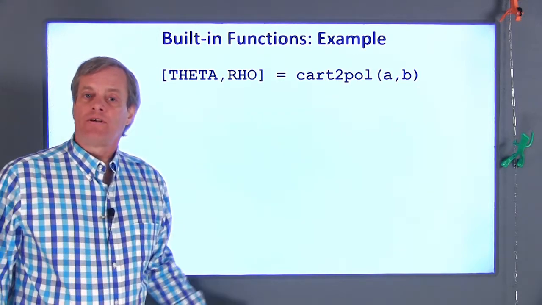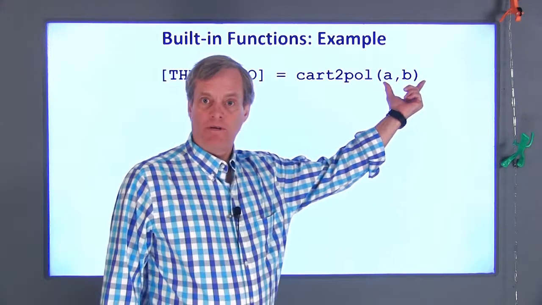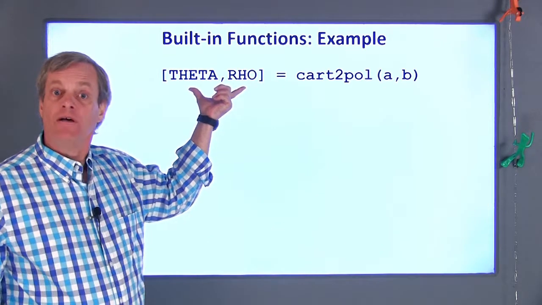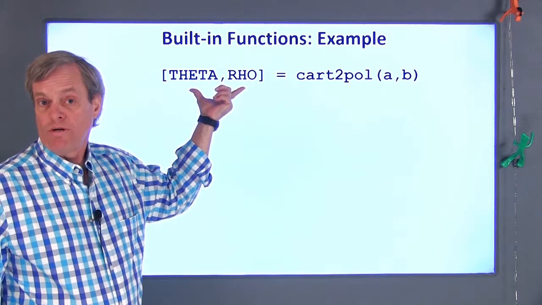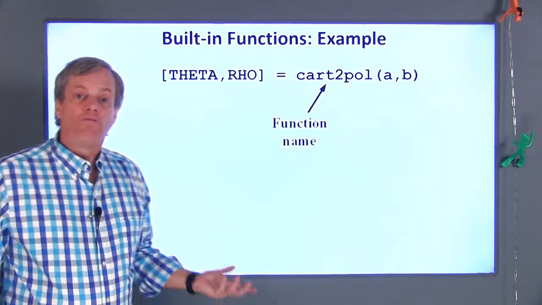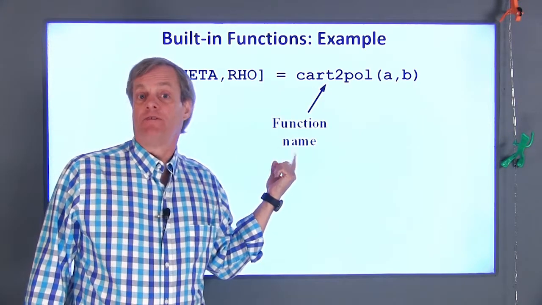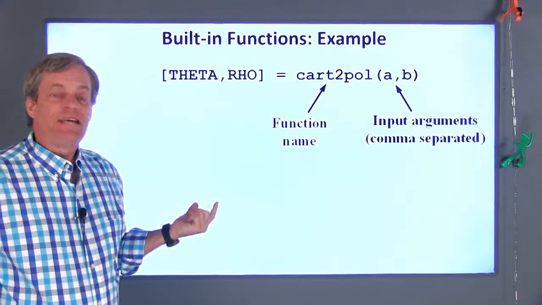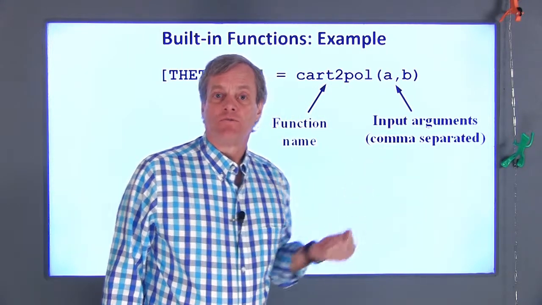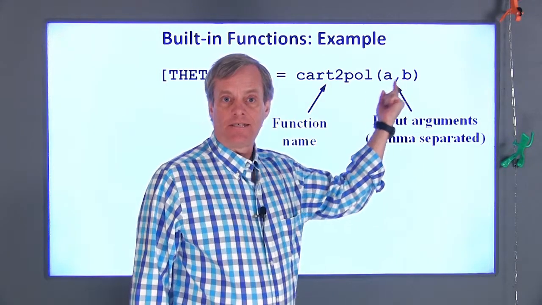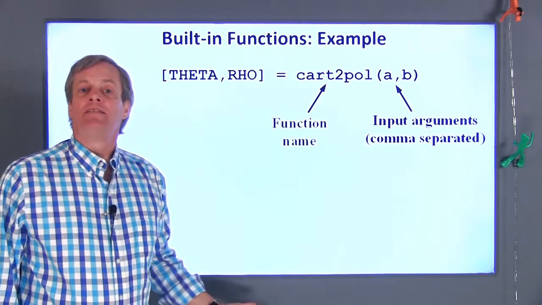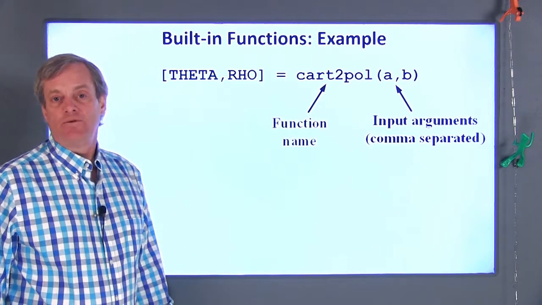Anyway, recall that the cart2pol command accepts two inputs, the x and y coordinates of a point, and returns two outputs, the location of the point in polar coordinates. All functions have to have a name. This function's name, of course, is cart2pol. Functions accept a list of input arguments, which are placed in a comma-separated list in parentheses after the function name. The input arguments provide the information that the function needs to do its job.